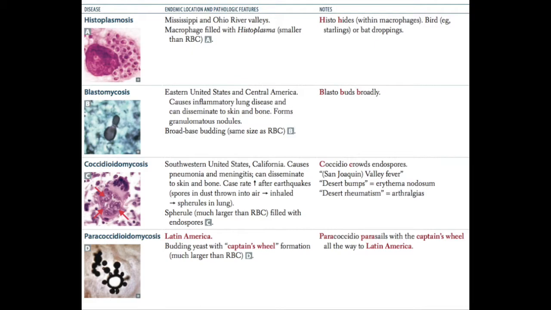So here again to review, looking at the endemic areas will help you remember for the test which mold, which fungus they're talking about. If it's southwestern United States or California, think coccidioidomycosis. If it's Mississippi or Ohio River Valley, it's histoplasmosis. If it's east of the Mississippi, think blastomycosis. You also need to consider this when they're talking about Central America. If it's rural Latin America, remember paracoccidioidomycosis for that one.